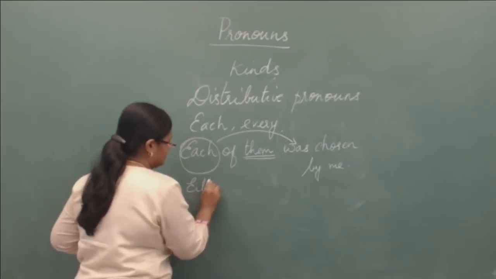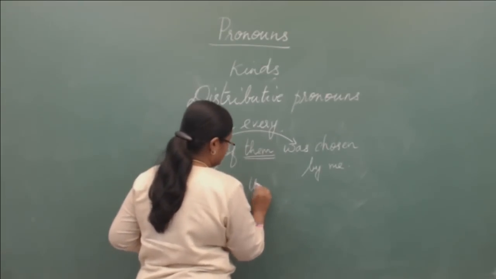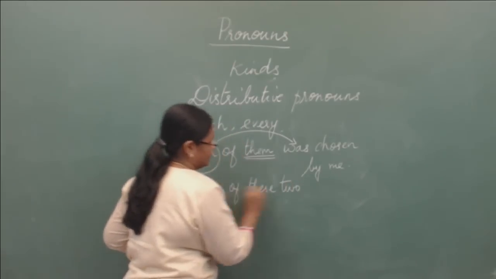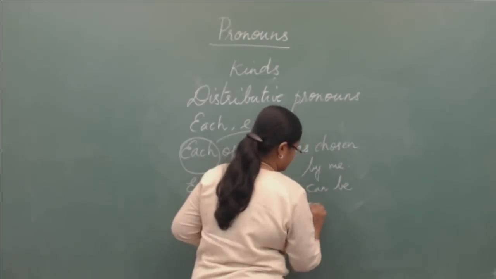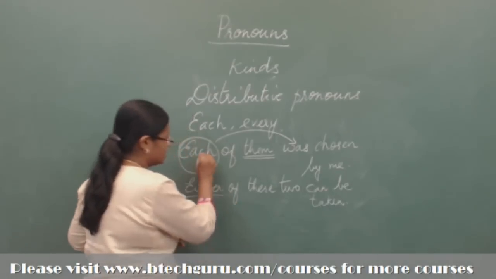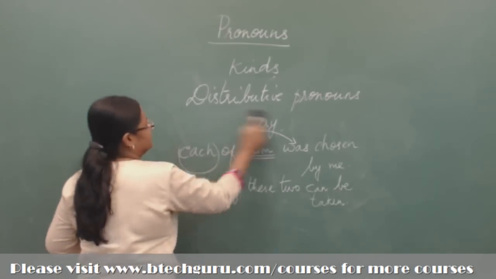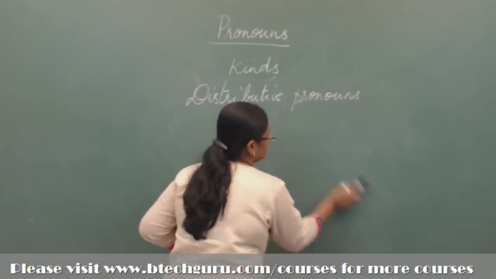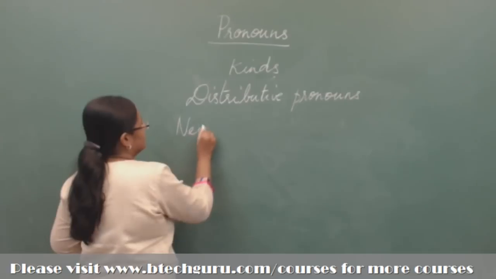Either of these two can be taken, right? So each and either, or even neither, neither nor. When we use neither nor, again we talk about two people. There is a negative one.